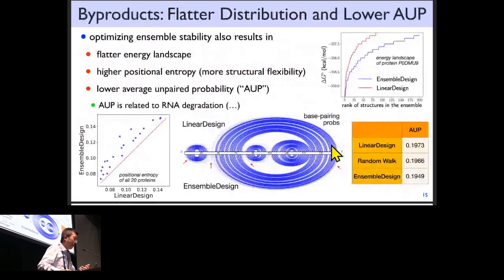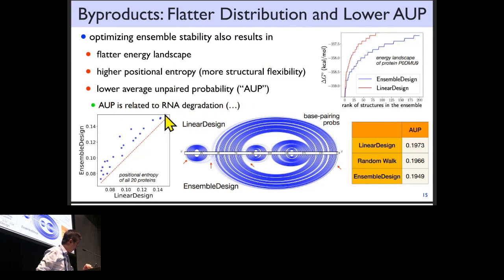Interestingly, you also have a lot of byproducts of optimizing EFE, the ensemble free energy. The byproducts we observe are, first, you got a flatter energy landscape that we motivated in the very beginning. So for example, for this protein, linear design gives this energy landscape, and ensemble design is much flatter. And then it has higher positional entropy. That means more structural flexibility. Positional entropy is like, for this nucleotide, which nucleotide you would pair to. So that's a distribution, and that's the positional entropy. So we got a much higher positional entropy, so it's more flexible. And then finally, we also got lower average unpaired probability, or AUP.